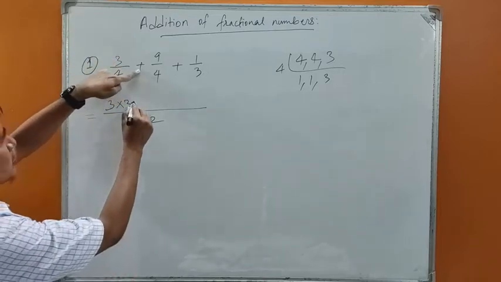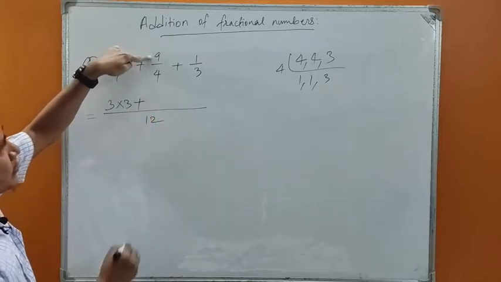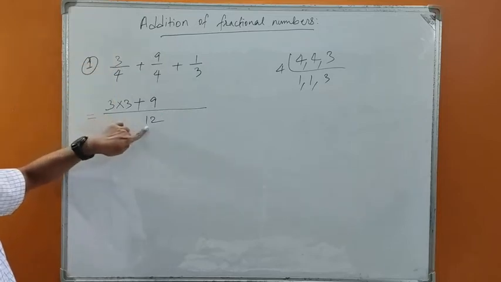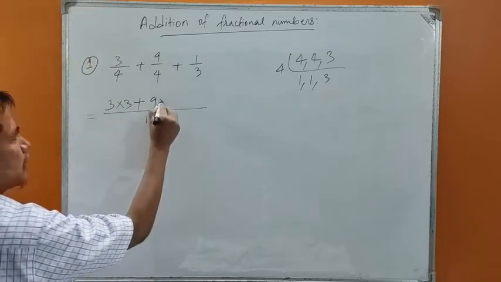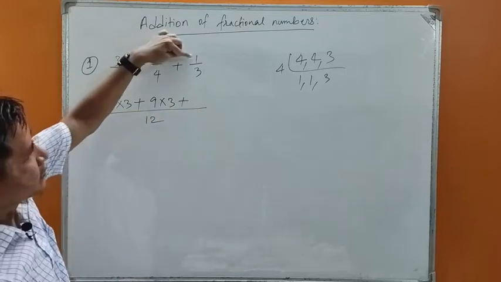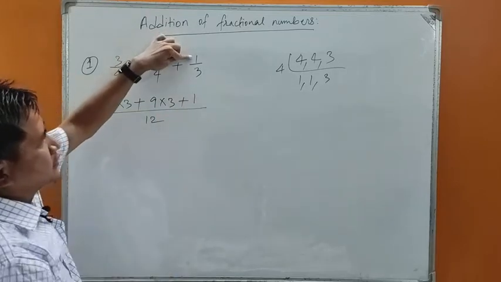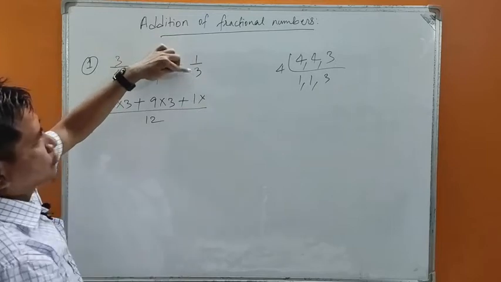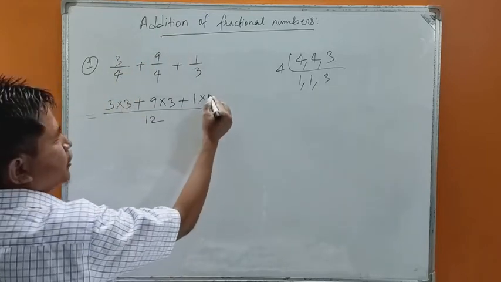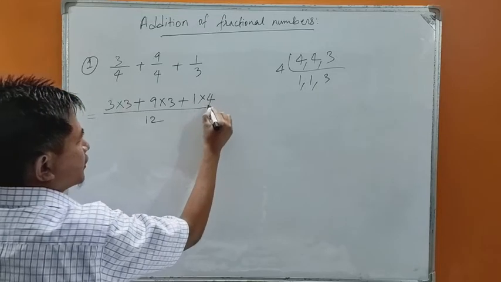So now the plus sign comes here. Again we write 9 as it is like this. 4 into what number is 12? 4 into 3 is 12. So 9 into 3. So we write plus here. And this one we copy as it is, 1. 3 into which number is 12? 3 into 4 is 12, isn't it? 3 4s are 12, so that 4 comes here.